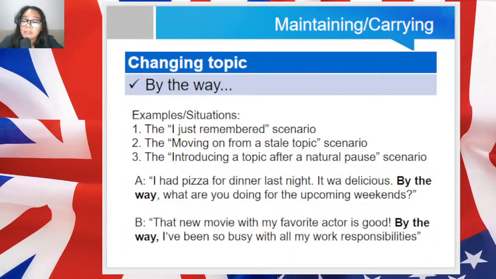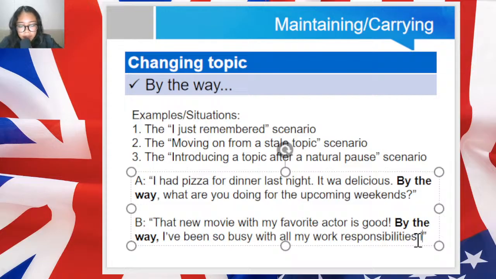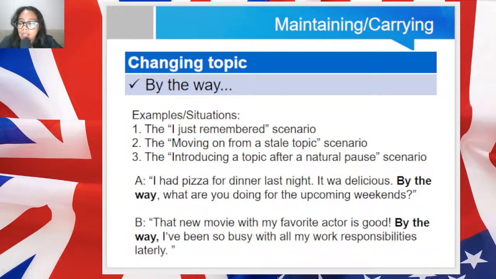All right. Let me read the dialogue. That new movie with my favorite actor is so good, or is good. By the way, I've been so busy with all my work responsibilities. Something like that. Lately, okay? Lately. Again, let me read it. That new movie with my favorite actor is good. By the way, I've been so busy with all my work responsibilities lately. Okay? There's no R in there.